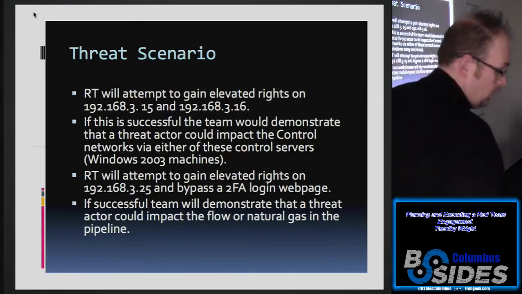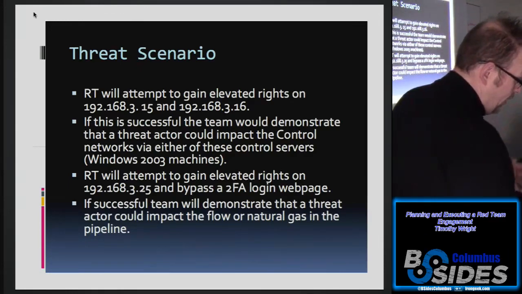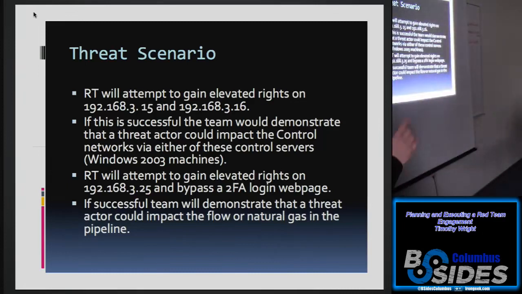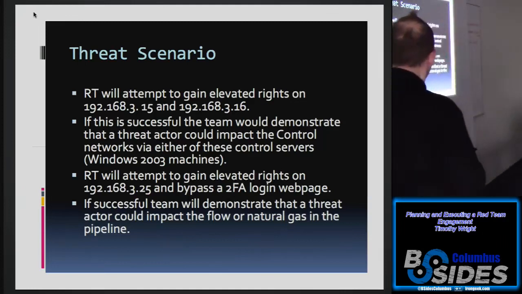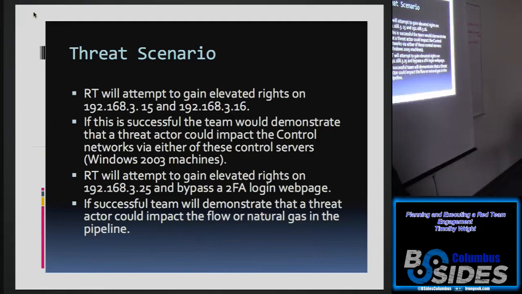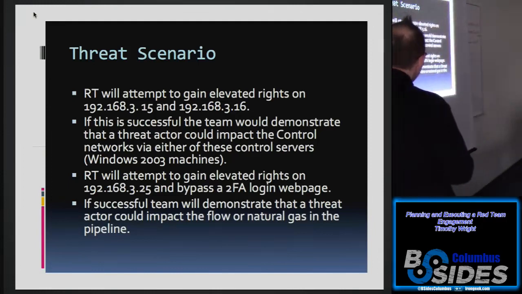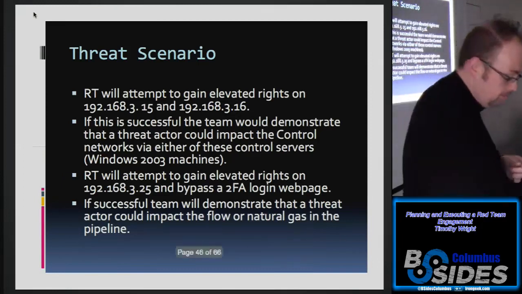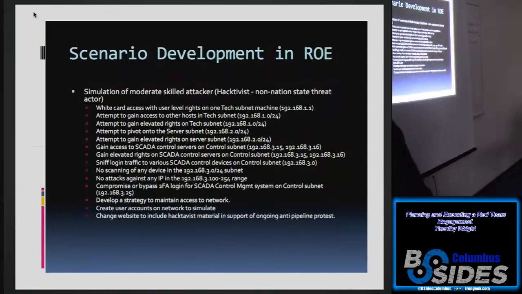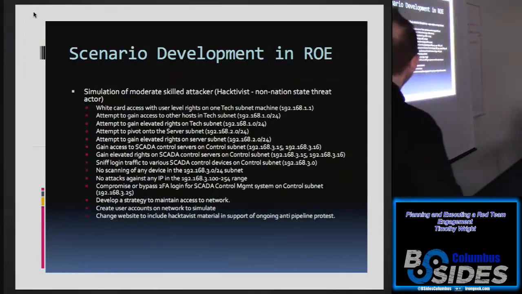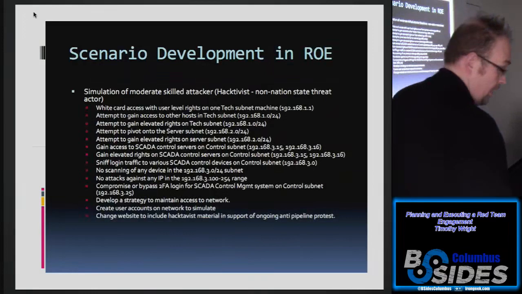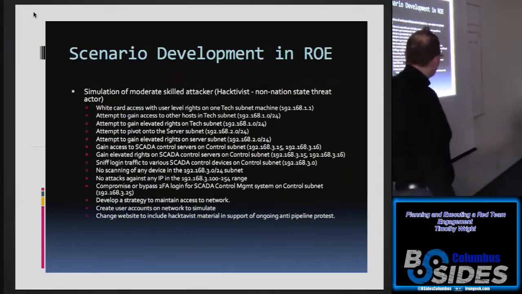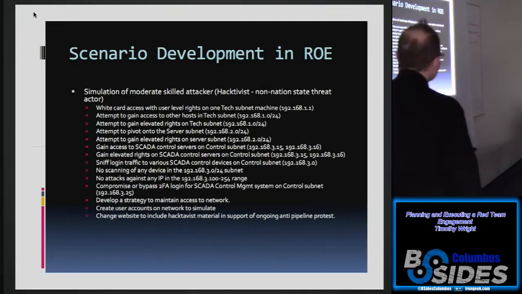Right? We're also going to demonstrate that a threat actor could impact the control network by controlling those servers, which in this case are running Windows 2003. We're going to try to bypass the two-factor login at 3.25, which is also in our control subnet. And if we successfully bypass that, we could show that a threat actor or team can impact the flow of natural gas within that environment. So again, we outline our ROE. This is all of the things we've talked about so far. I think I added in here too, we wanted to deface the web page because the hacktivists hate this company.